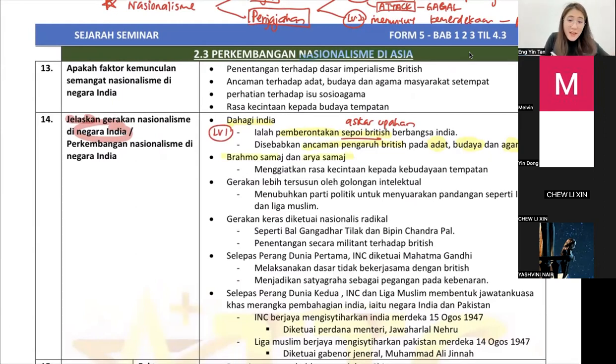Brahmo Samaj, Arya Samaj. If you guys remember the word Brahmin, you know that this is religion. So you can see, it's talking about the culture. Again, level 1. These are all level 1.